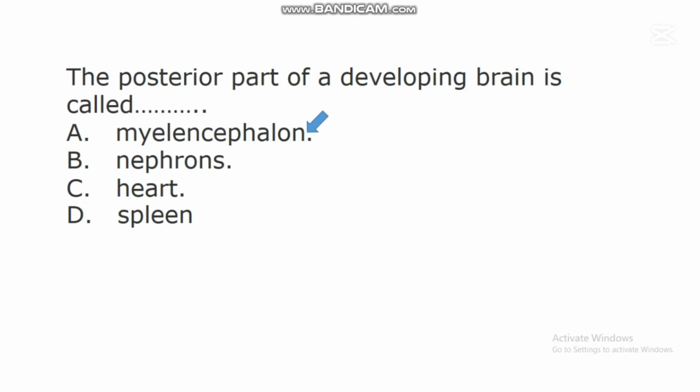Studies have shown that when a brain is developing, it undergoes some changes in its cellular makeup, and the posterior part of a developing brain is what we call melencephalon.